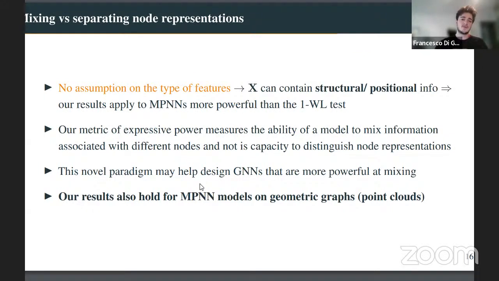And the reason is because we don't look at the ability of a model to separate node representations, which is an interesting question and can be relevant in different scenarios. But we look at a different problem, which is the ability of a model to exchange information between different nodes, whatever that information might be. And in fact, as I mentioned earlier, these results also apply to equivariant message passing models, to 3D point clouds, which are nowadays used in almost any application in AI for science.